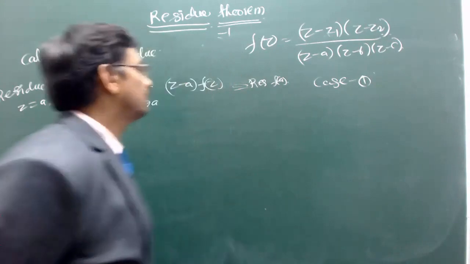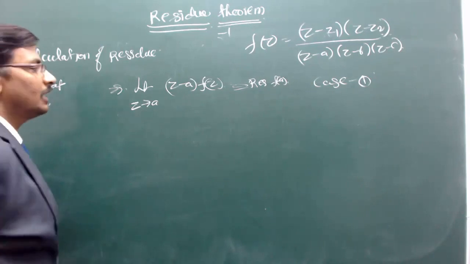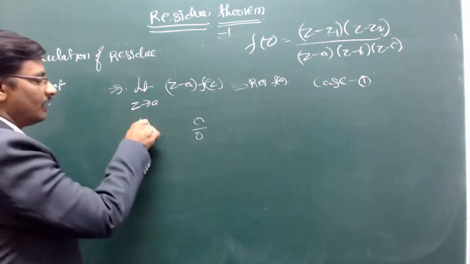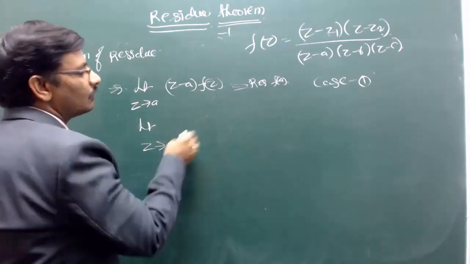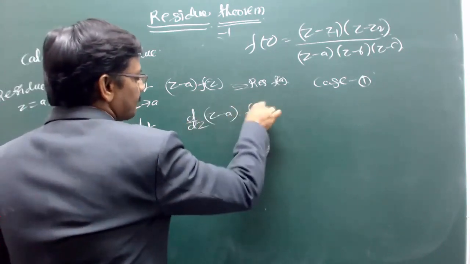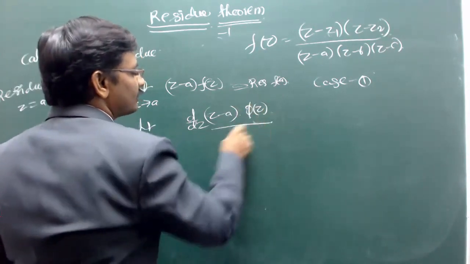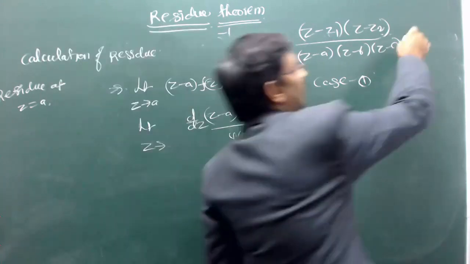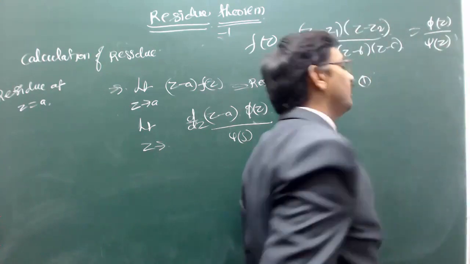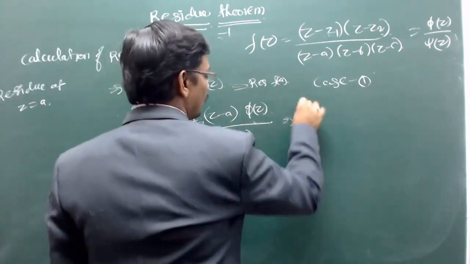In case 2, even after multiplying with z minus a, if after substituting the limit it is coming out to be 0 by 0 format, then you can find the limit value z tends to a after doing the derivative with respect to z in the numerator. So in f of z, I write phi of z divided by psi of z, so that I can apply the L'Hospital rule.